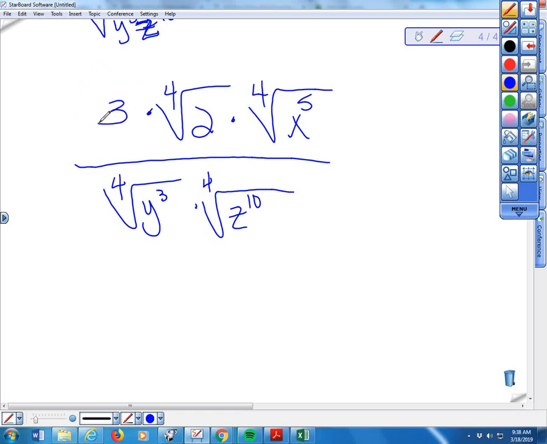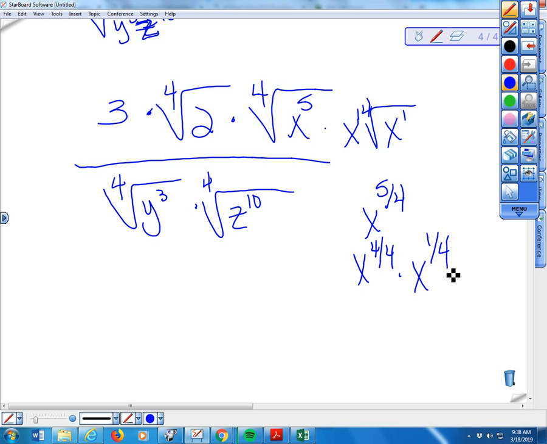The 4th root of x to the 5th is x times the 4th root of x. How'd I get that? Well, it's the 4th root of x to the 5/4. 4 goes into 5 one time with a remainder of 1. There's the one time I pull out. It's x to the 4/4 times x to the 1/4. X to the 4/4 is x. X to the 1/4 is the 4th root of x. Everybody good with that? So this becomes x times the 4th root of x.